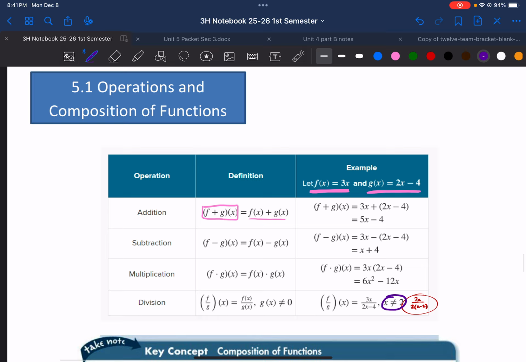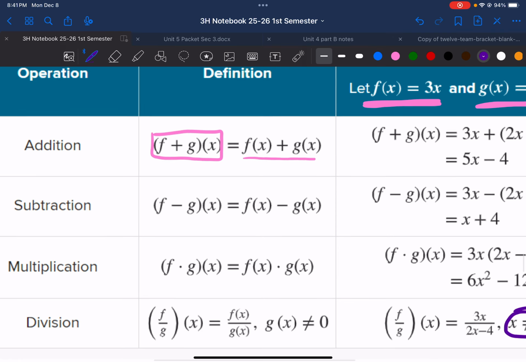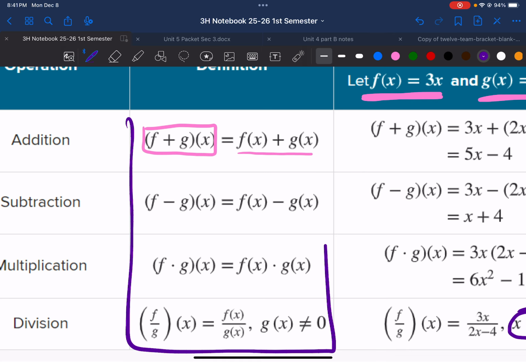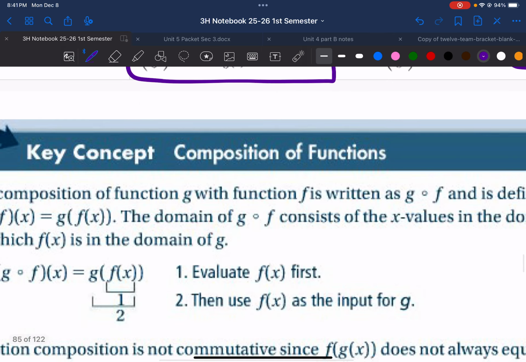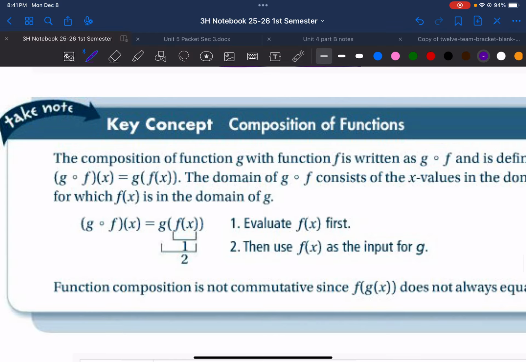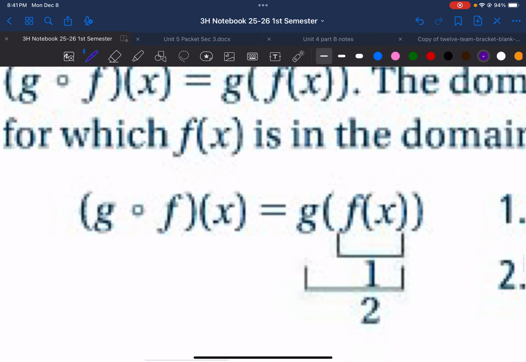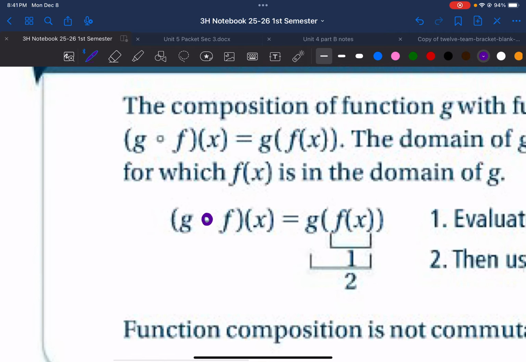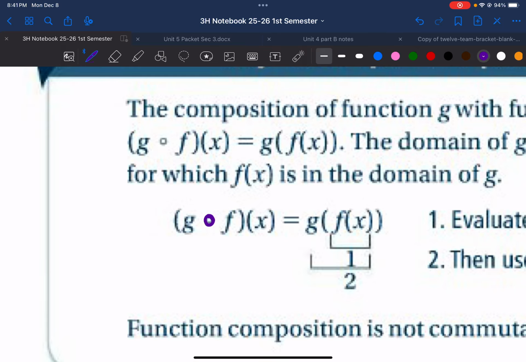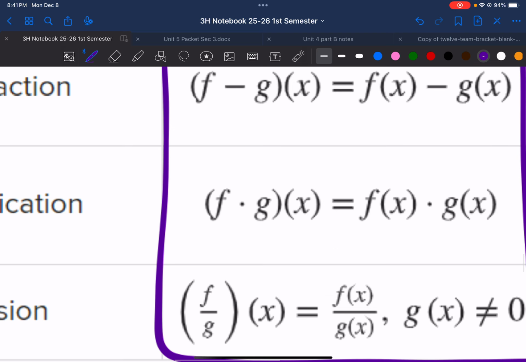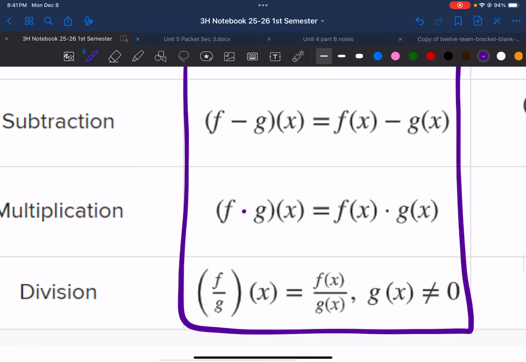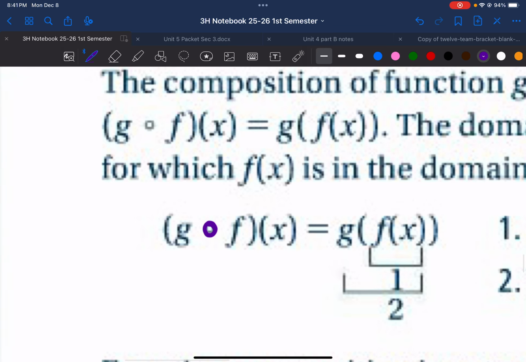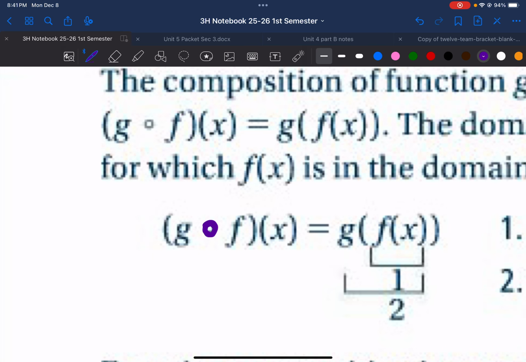This up here was mostly just operations of different functions and the weird notation we use to write them. But down here we got composition. Now this is where it gets a little bit weird. Look, this is an open circle right here. This is composition f of g of x. It looks very similar right here. This is f dot g of x. That means multiplication. But down here, we have an open circle.